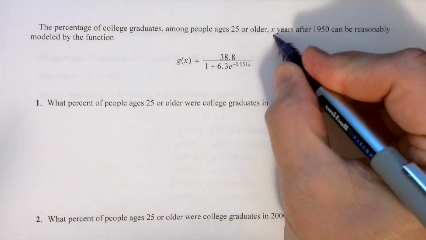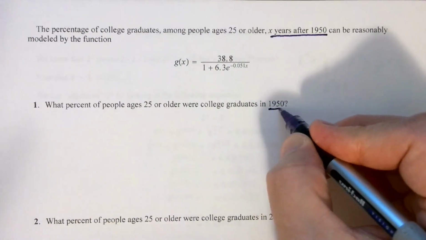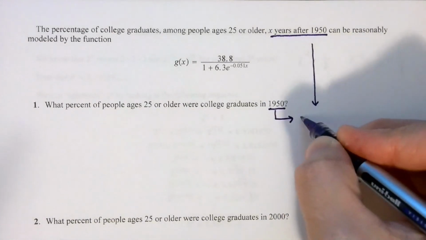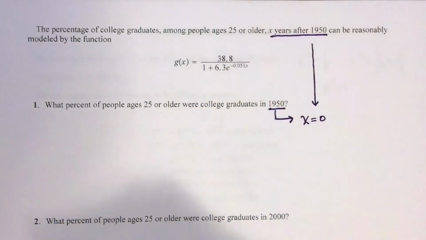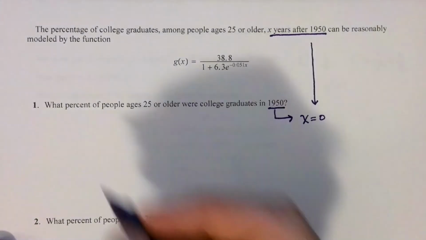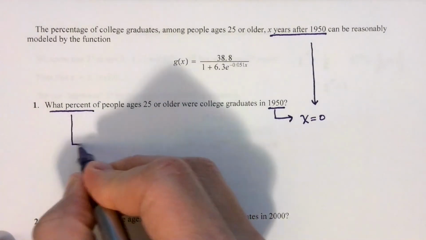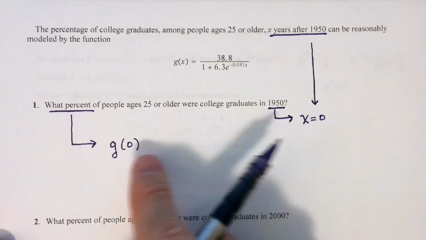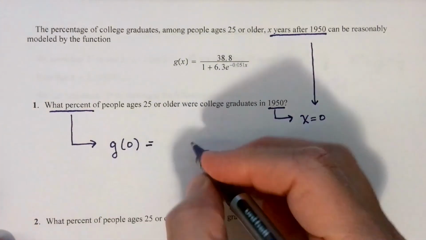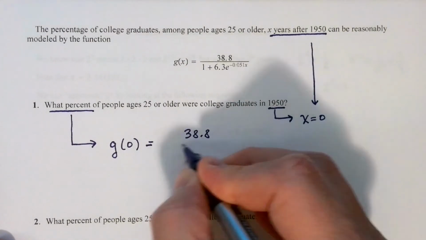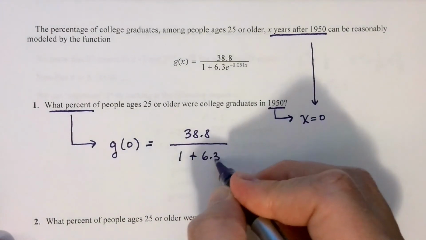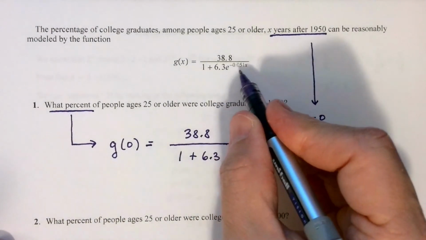Okay, so x is the number of years after 1950. So in 1950, what is the value of x? x is 0. Right? And so what we're looking for, what percent of people, that's g of 0. I want to figure out the output to this function when x is 0. So that would be what it is in 1950. Well, if I look at this, I get 38.8 over 1 plus 6.3 e, now if I plug in 0 for x, what happens?